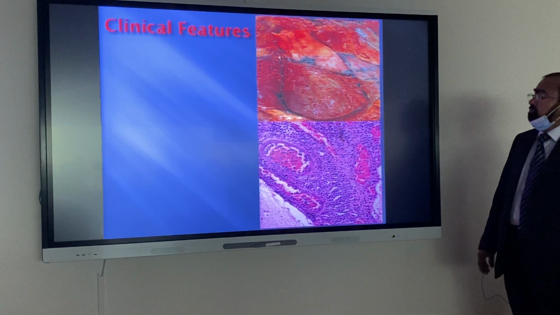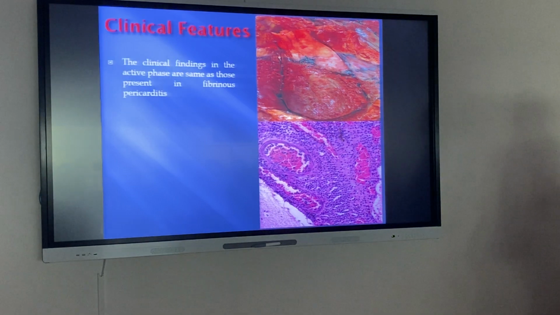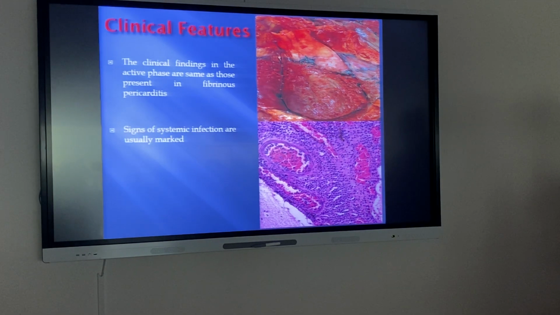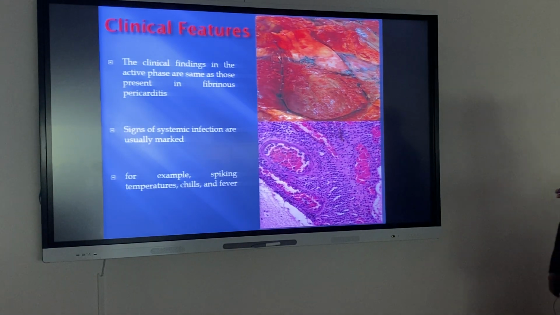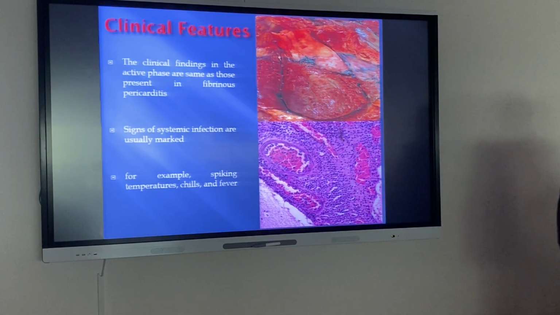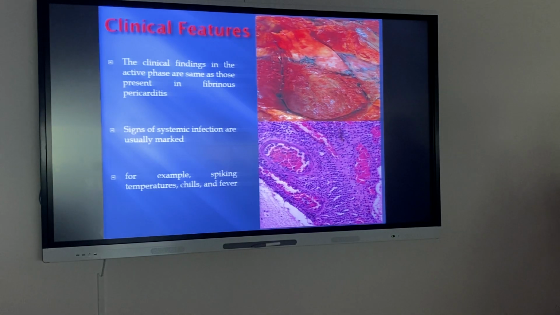Right? Clinical features. The clinical findings in the acute phase are the same as in fibrinous pericarditis. Signs of systemic infection like spiking temperature, chills or fever will be there in these patients, right? Excessive amount of purulent or suppurative inflammation.